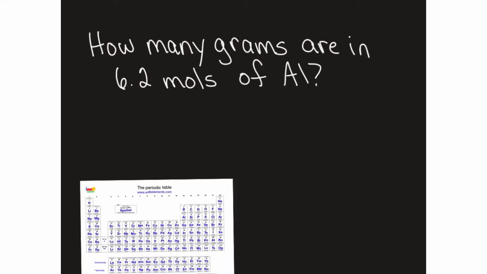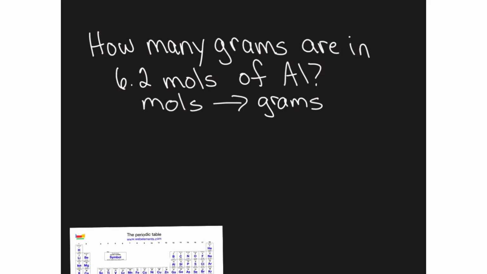All right, let's look at this problem. How many grams are in 6.2 moles of aluminum? When you're given a problem, look at what they gave you and then see where you're going to. They gave us 6.2 moles, so we're starting in moles, and they want to know how many grams. So we're going from moles to grams. Now that we know that, we can set our T-chart up and see where to put all of our numbers.